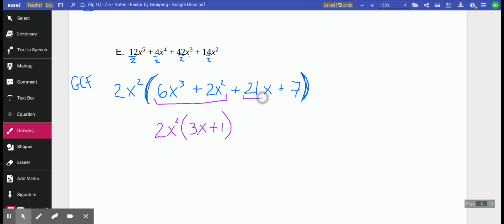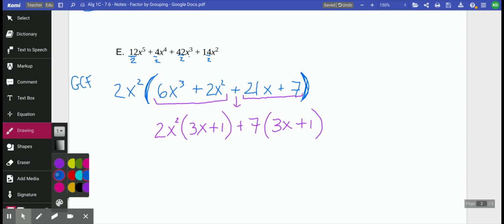And we're going to do the same thing over here. We have 21x plus 7, right? So those are both multiples of 7. We have to take out the plus. Okay, so we factor out a 7. 7 times what makes 21x? We need 3x. And 7 times what makes 7? We just need a 1.